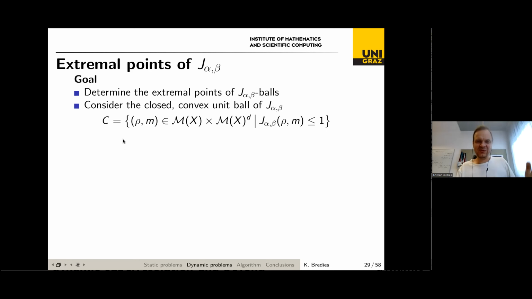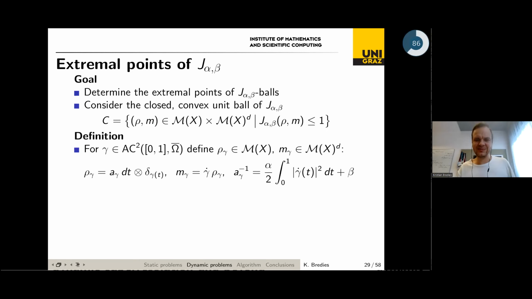So we can try to do this. So extremal points exist, and just in a weak star sense, if you close them, it gives you the whole hull. And these extremal points are computable. In order to describe what these are, we are looking at absolutely continuous curves of order two within the domain. So these are basically curves with Sobolev regularity.